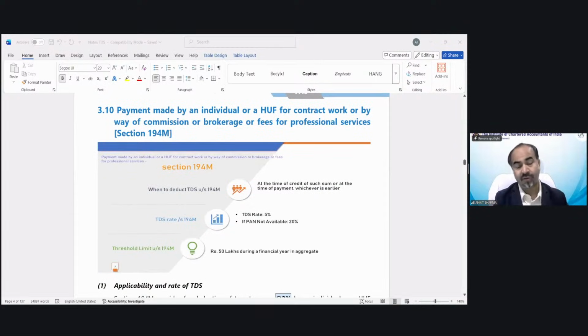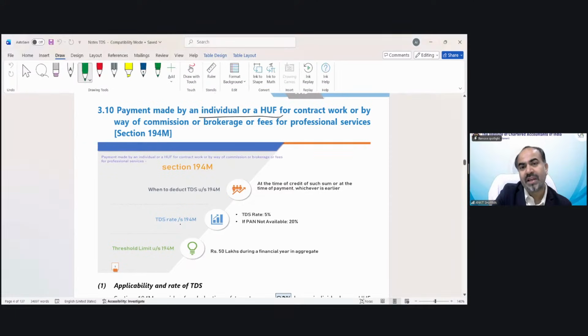So I hope it is clear what section 194M is going to talk about. These are for those kind of payment that has not been covered under section 194C, H, and J professional fees. So now you can see payment made by an individual HUF. So what kind of individual HUF is it? It is the kind of individual which has been excluded under section 194C, H, and J.